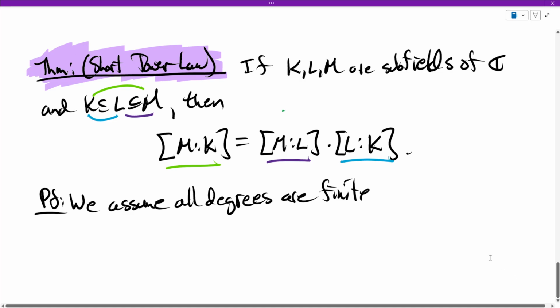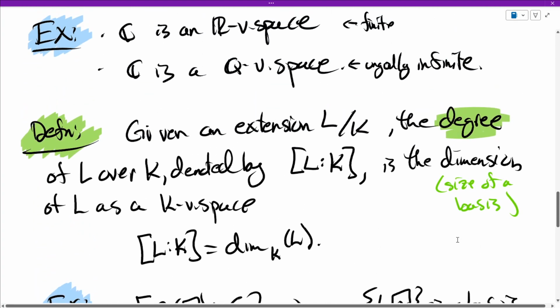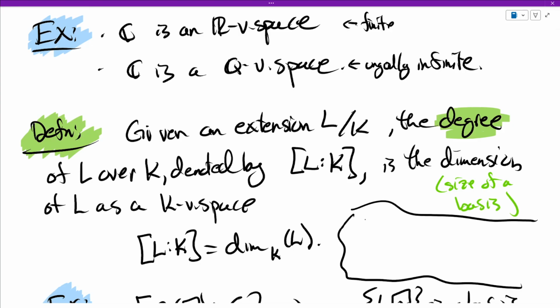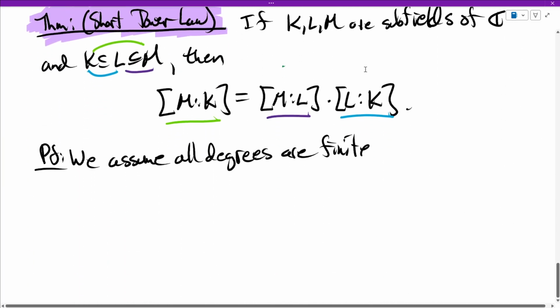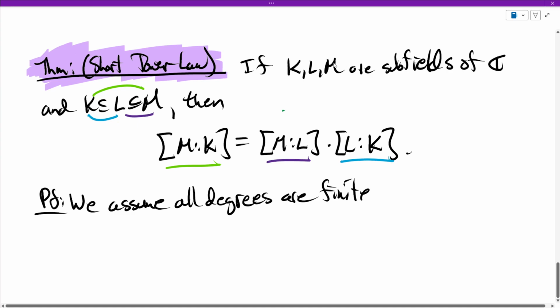I guess I didn't say it, did I, in the definition here? Let me just put an addendum real quick. The extension is finite, and that's a technical term, if L over K is finite, otherwise it's infinite. And again, we're not going to go into layers of infinity in this class. All right, so okay, we assume all degrees are finite.